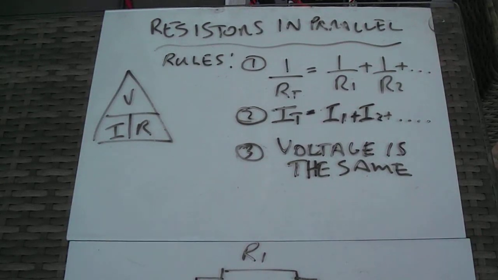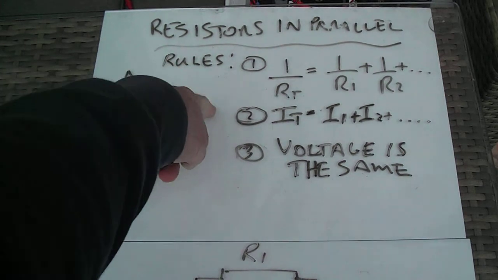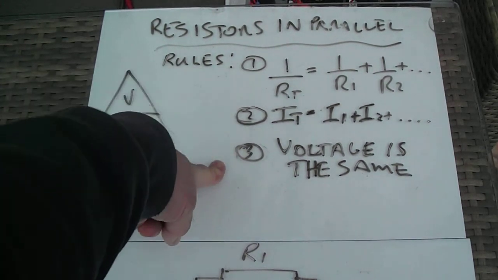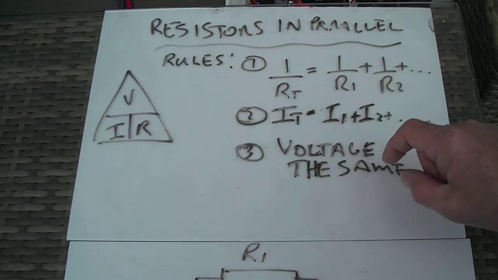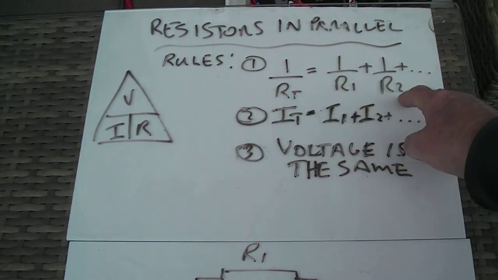Okay lads, what we're going to have a look at today is resistors in parallel, and like resistors in series there are some rules that you have to remember. So if you make a note of these, rule number one is the formula for the total resistance in the circuit: 1 over RT equals 1 over R1 plus 1 over R2.